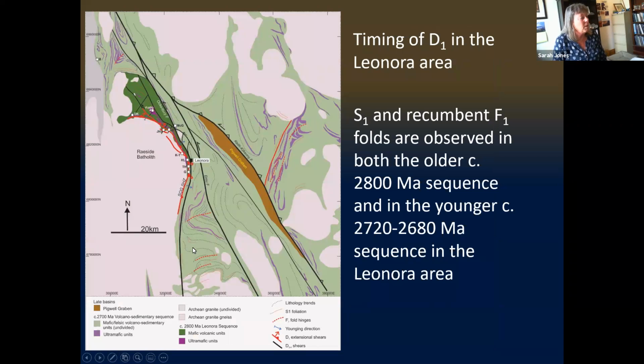And timing-wise for D1 fabrics, originally I would have thought they were really old fabrics and we'd see them only in these older units, but they're not. What we see is F1 folds developed in that younger greenstone sequence, so it has to be younger than 2680 million years. But also the Pigwell Graben, which is one of those lake basins, actually truncates some of the F1 folds. So it's giving us a window that it's somewhere just before and after deposition of the Pigwell Graben.